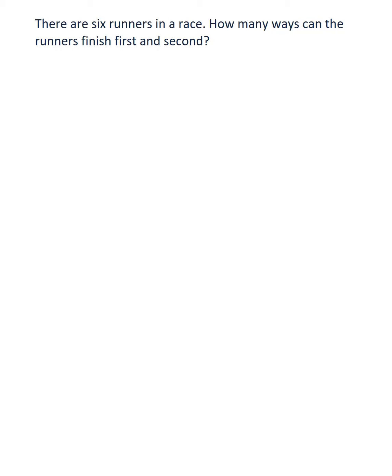There are 6 runners in a race. How many ways can the runners finish first and second? Your clue here is again first and second, which indicates order or priority. So that means order matters. If order matters, we know we have to do permutations.